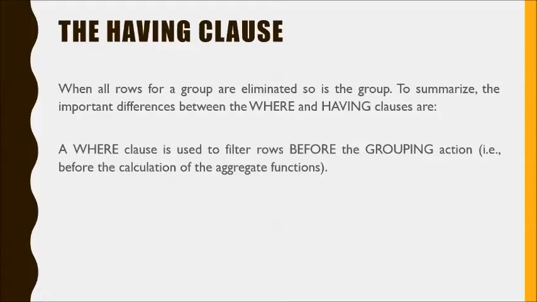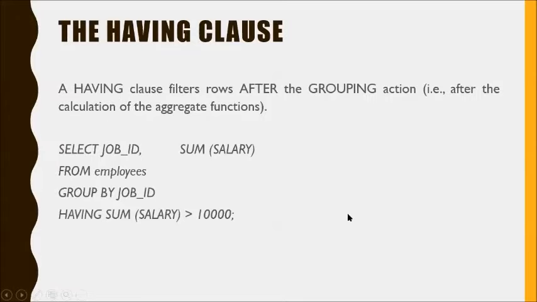To summarize, the important differences between the where and having clauses are: a where clause is used to filter rows before the grouping action, for example, before the calculation of the aggregate functions. So a having clause filters rows after the grouping action, after the calculation of the aggregate functions. For example, select job_ID, sum(salary) from employees, group by job_ID, having sum(salary) greater than 10,000. So we have here a conditional operator.